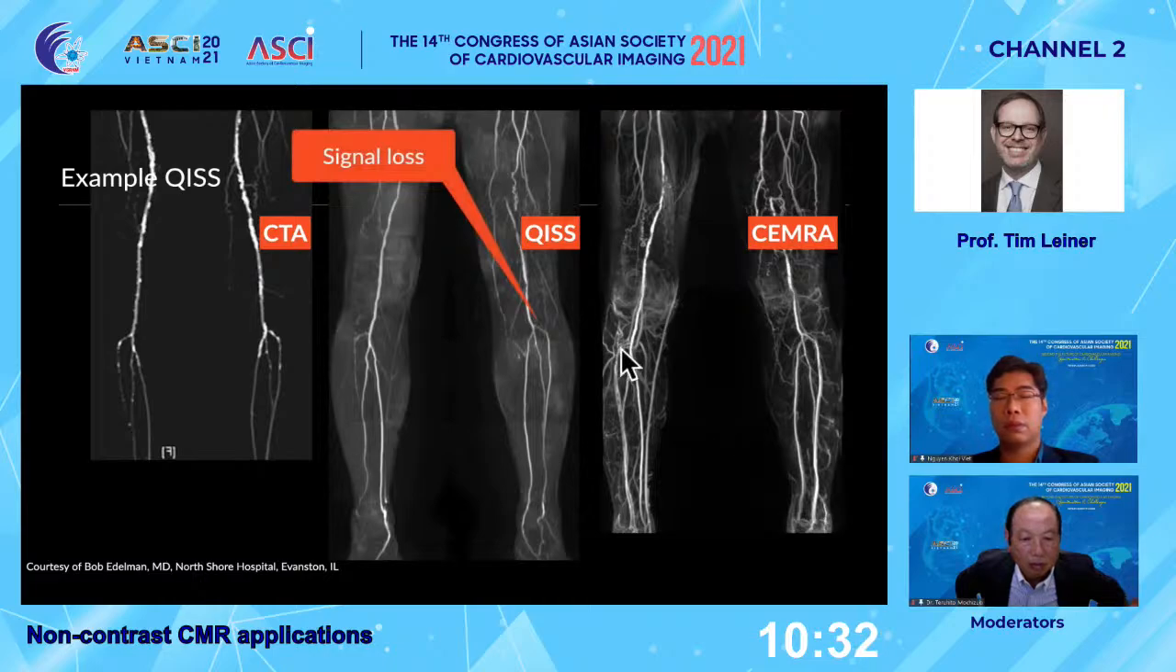Signal loss here due to the slice thickness. So I mentioned that as a limitation, but this is something one can live with, I think.